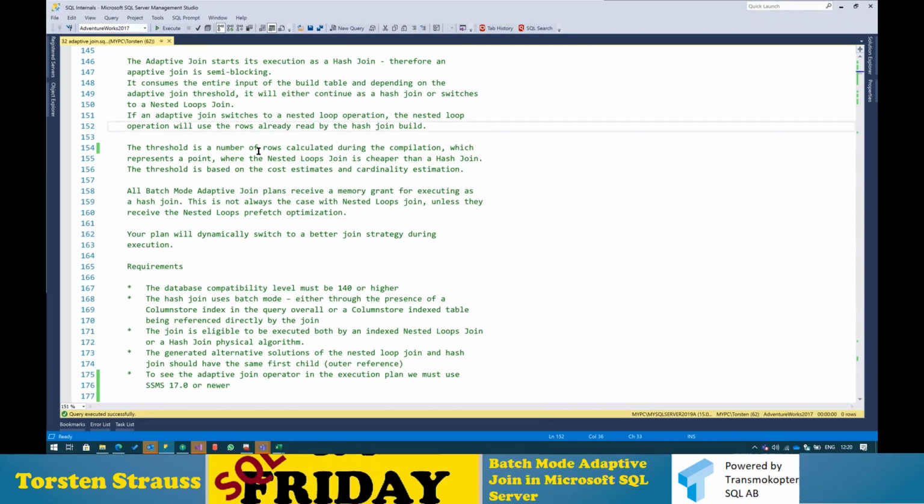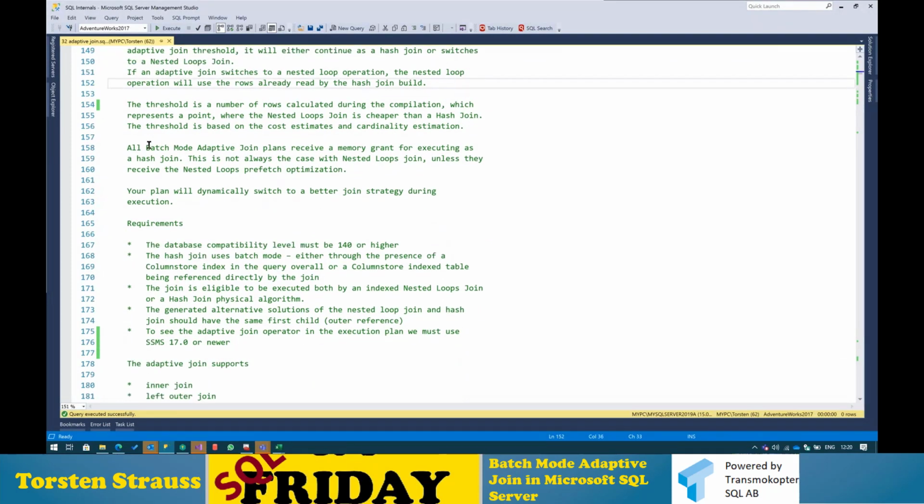This is exactly what you can see here. Perfect. What you also have to know, because it is very likely, or the other way around, it always starts with a build phase, and therefore the build phase means we are hashing values, and to hash values we need memory grant. And when SQL Server now later switches to the nested loop join, the memory grant for a nested loop is not needed anymore.